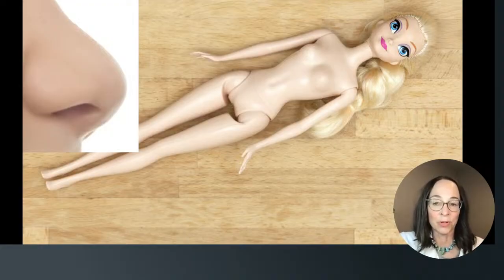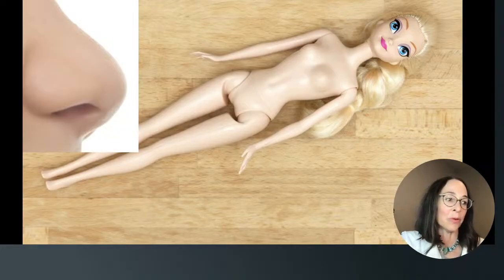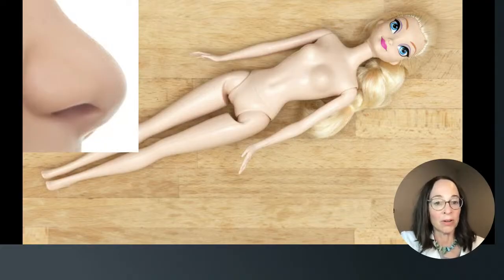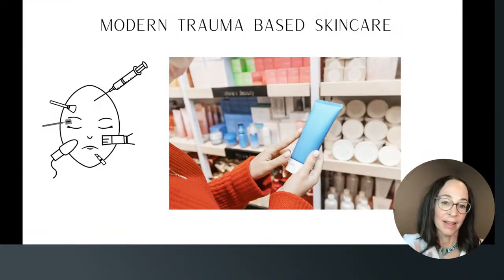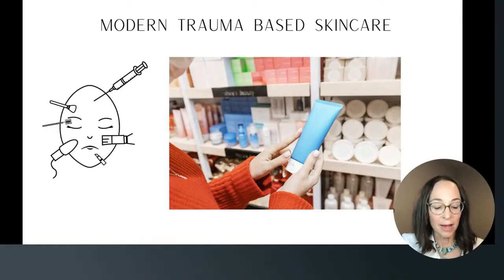And the larger the pore size, the more oil our skin will make. And that's neither good or bad at all. We just have to understand what our skin is, and across the board, no matter what our genetics are, support that optimal functioning of whatever our sebaceous gland is making genetically. And everything, like I had just mentioned, all of the modern trauma-based skincare products and many procedures completely disrupt and dysregulate sebaceous function.